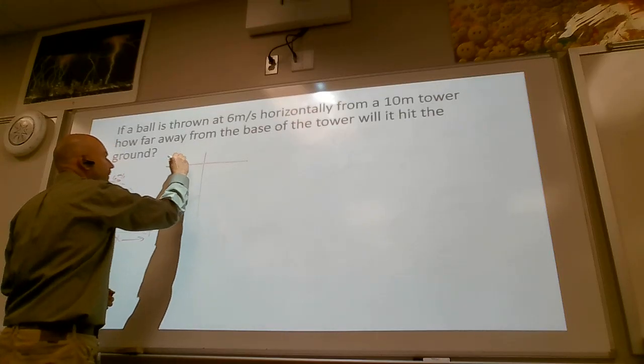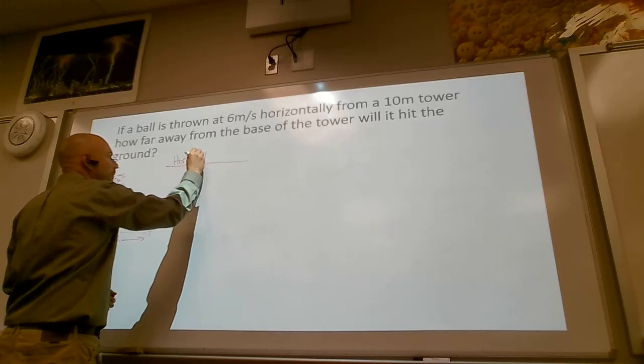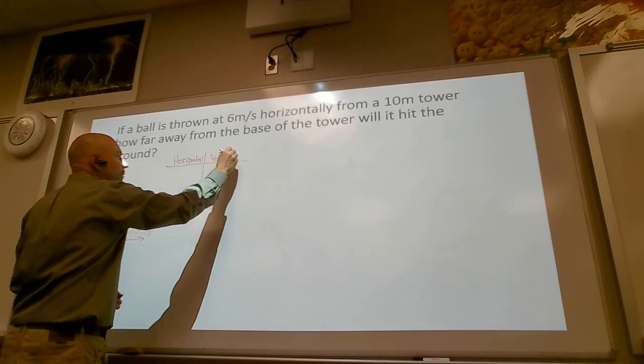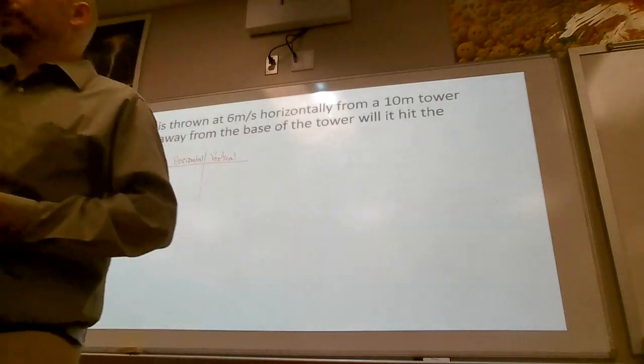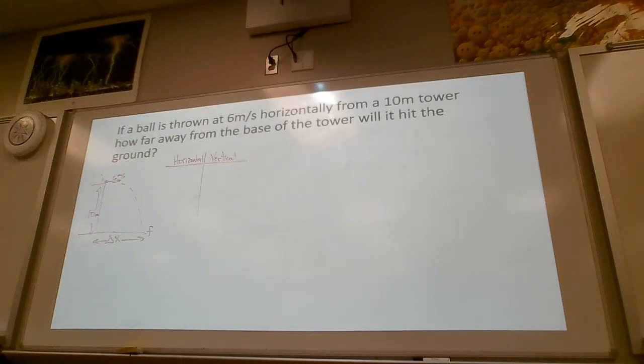Please do not fight me on this one. Make a chart. Horizontal variables, vertical variables. Just like we had a list of variables for the bear and a list of variables for the tourist. We're gonna have a list of variables for the horizontal direction, a list of variables for the vertical direction. Okay? Tell me what variables we know.